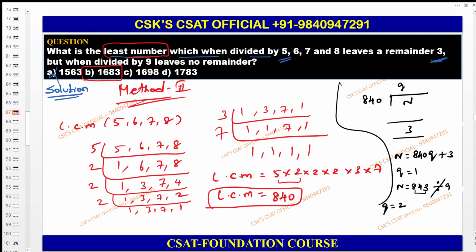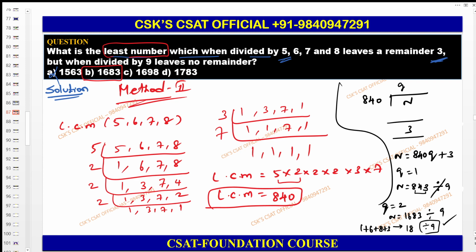Now take q is equal to 2. So now n is equal to 1680 plus 3, that is 1683. Check here whether it is divisible by 9 or not. Add everything: 7, 15, 18. 18 is divisible by 9. Understood? This logic, you write 1 plus 6 plus 8 plus 3. Since the divisibility by 9 concept is the sum of the digits, and 18 is divisible by 9, this is satisfied.